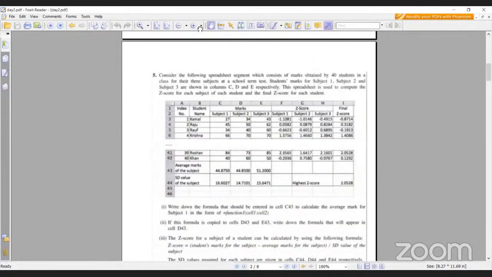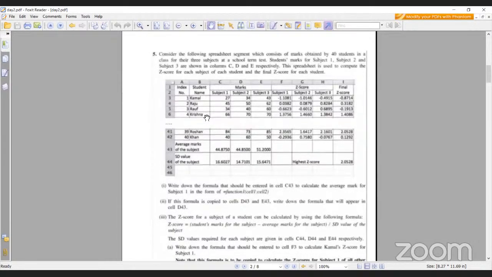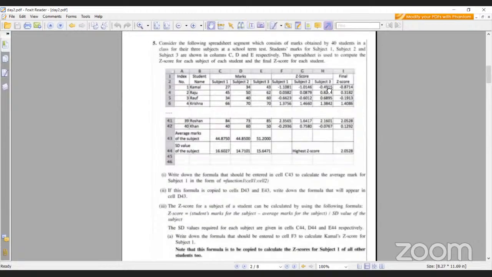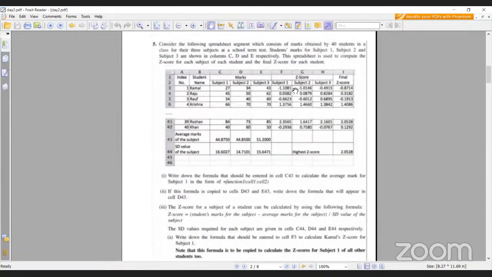Okay, try to do this one. This is a second part question from the Excel 2019 question. Okay, if you have the paper with you, you can take it and try it out. This is a screenshot.